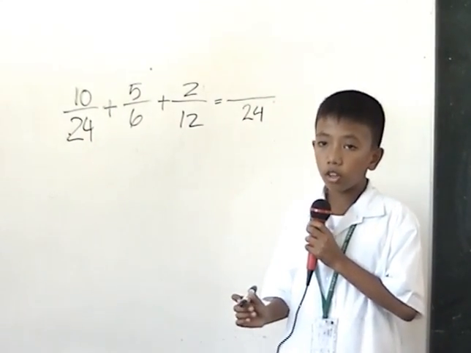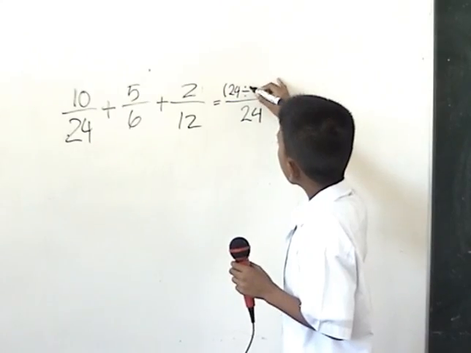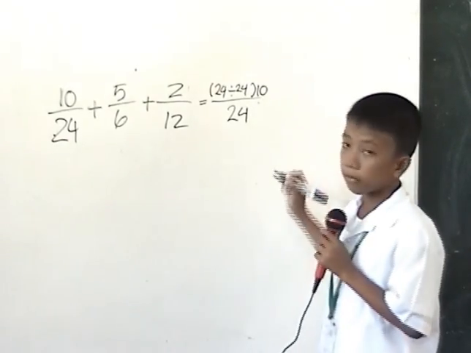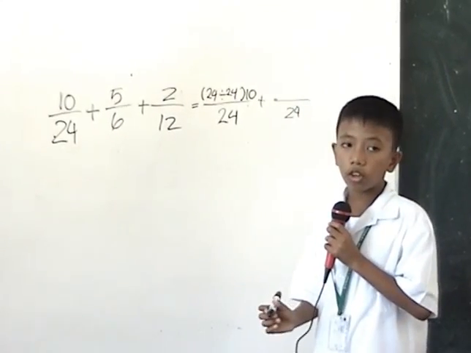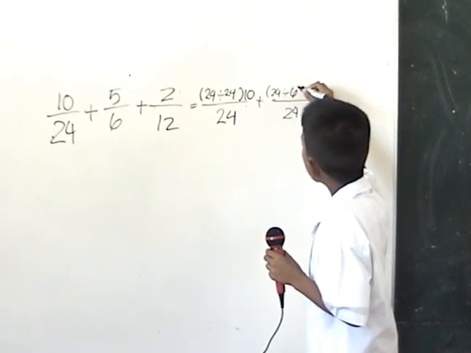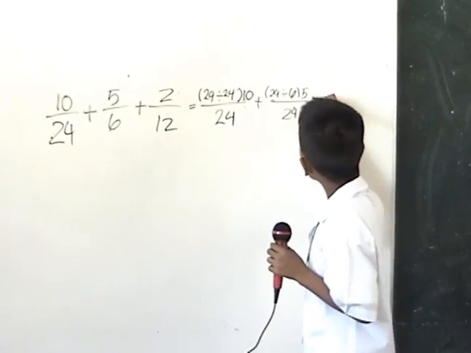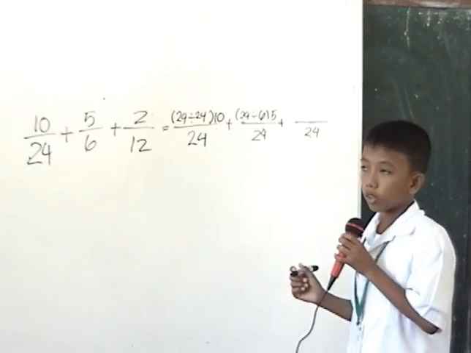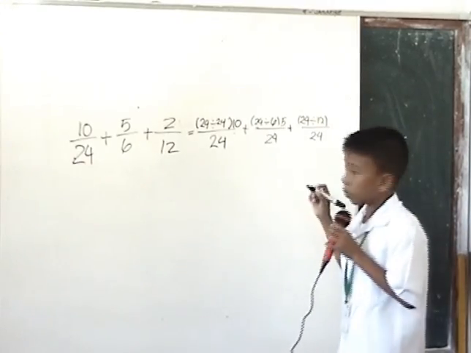Then, 24 divided by 24 times 10 plus 24 divided by 6 times 5 plus 24 divided by 12 times 2.